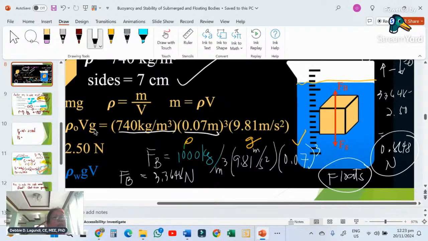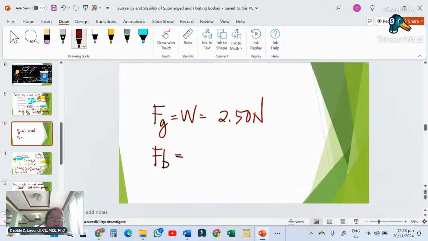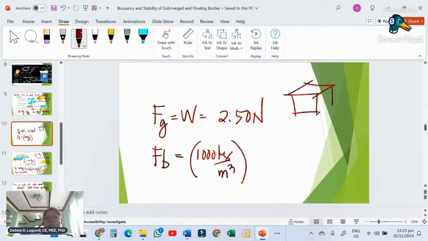Okay, let's put that in here. So the buoyant force will be 1,000 kilogram per cubic meter. This is already about the liquid that is pushing the block up and is fully submerged. That is the buoyant force. This is your Fg, okay? And it's fully submerged. It's underwater.